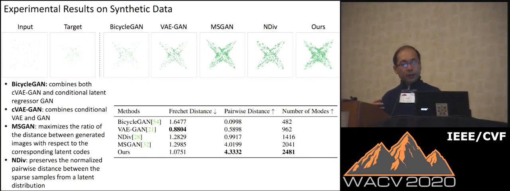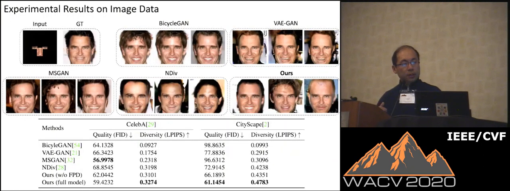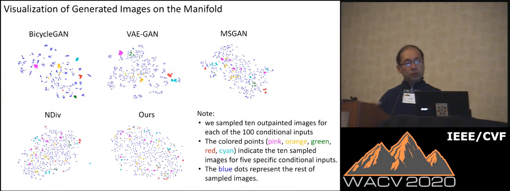For a relatively low dimensional example, this is actually fairly simple, but for large dimensional images, as you can see later, this becomes difficult. So here's the image outpainting from the eyes and nose. For BicycleGAN and VAE-GAN, they tend to have severe mode collapse. All the faces look the same. Our technique tends to generate very different face outpaintings, all reasonable.